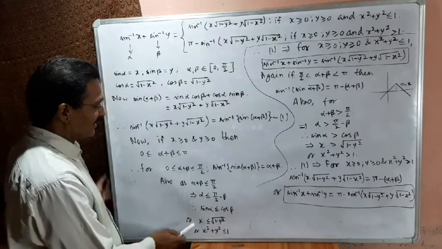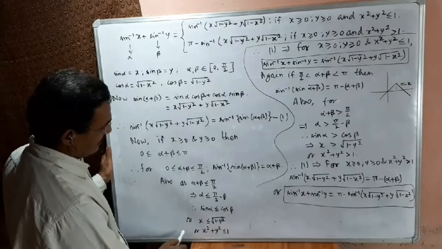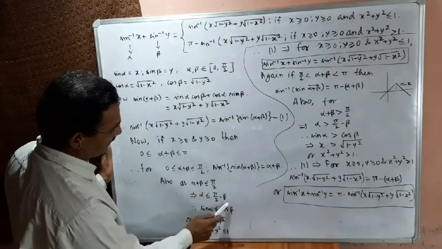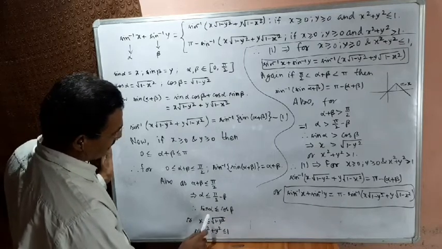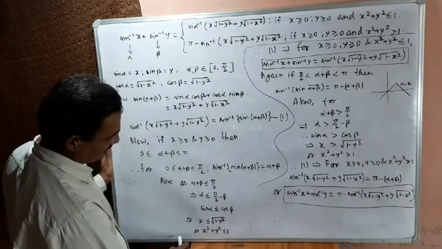And in first quadrant, if angle is smaller, then value of sine will also be smaller. Therefore, sin alpha less than or equal to sin of pi by 2 minus beta. Sin of pi by 2 minus beta will be cos beta. It means sin alpha less than or equal to cos beta. That is, x less than or equal to cos beta, under root 1 minus y square.